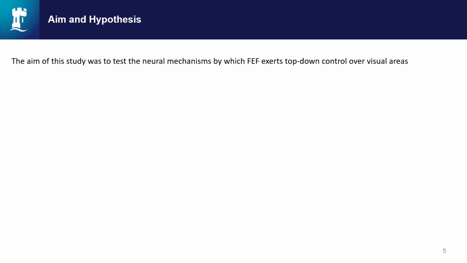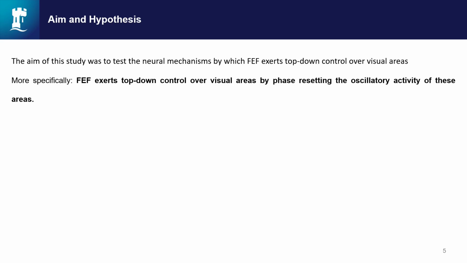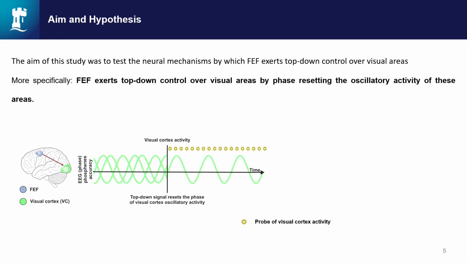So as I said, the aim of this study is to test how the frontal field can control visual areas. And we had a very specific hypothesis: that the frontal fields control the visual areas by phase resetting the oscillatory activity of these areas. I'm going to show you a picture. This is the visual hypothesis. The vertical black line in this picture is the moment when the signal from the frontal field is reaching the visual cortex. And as you can see, at that moment, the oscillatory activity of the visual cortex, which is this green line, starts to oscillate at a specific phase.